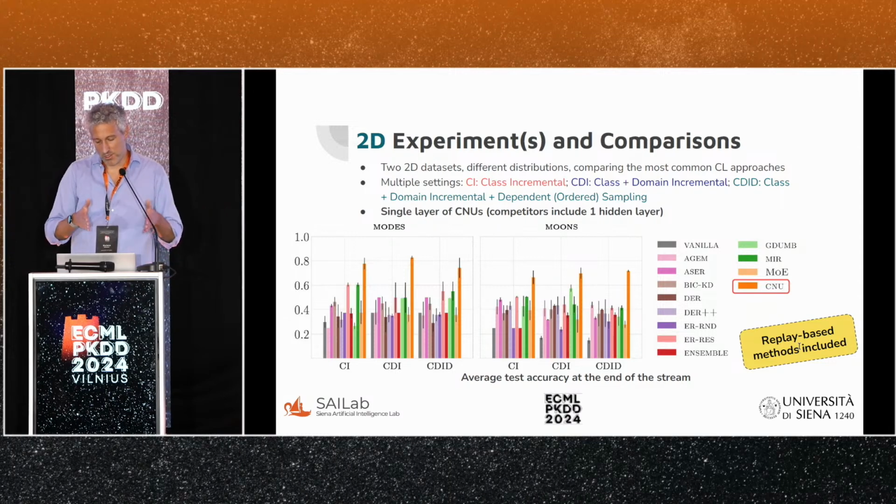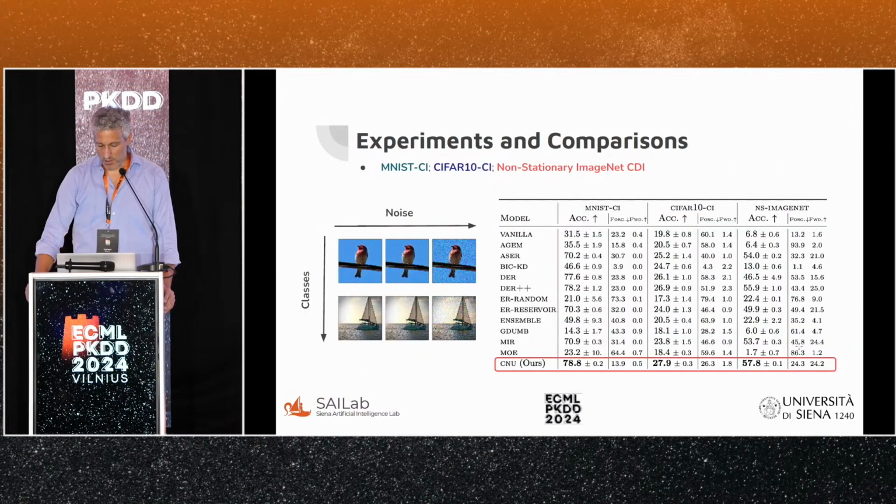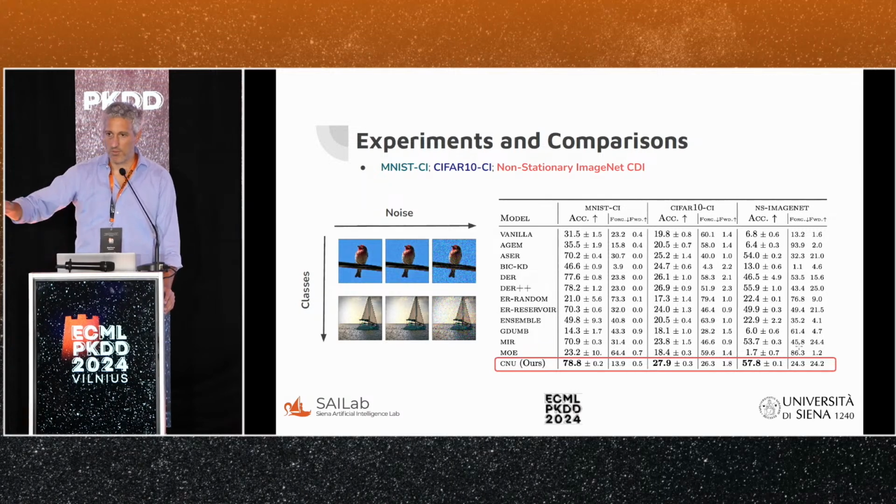So we are basically using the first portion of the stream to select the best model, and then we let it go. And continual neural units are way better in all these settings and this very simple 2D data. But also on, let's say, real-world data, we are using MNIST, CIFAR-10, and non-stationary ImageNet. So still in this continual online setting. So one example after the other is provided to the network, okay, single pass.